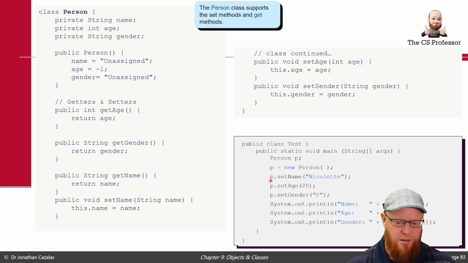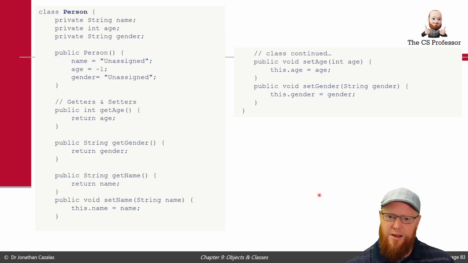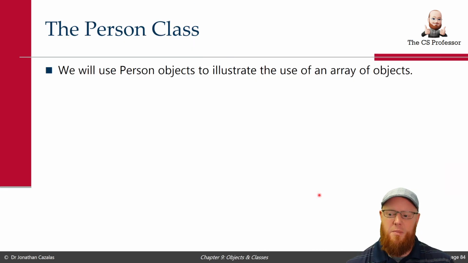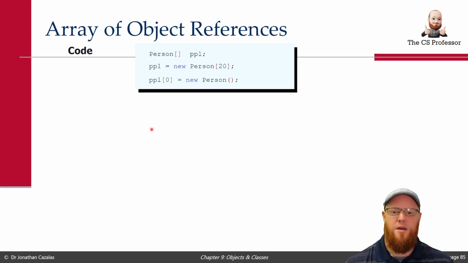We've made a new person object, set the name to Nicolette, the age to 20, the gender to F, and we've printed their information. So with that class, I want to show you how we can make an array of objects or object references. Once again, here's that same example. We can make a person, set their information, and then print their information. What is going to be an array of object references?